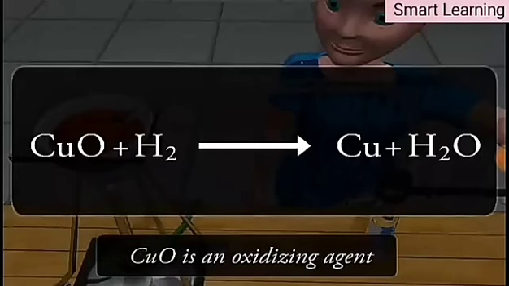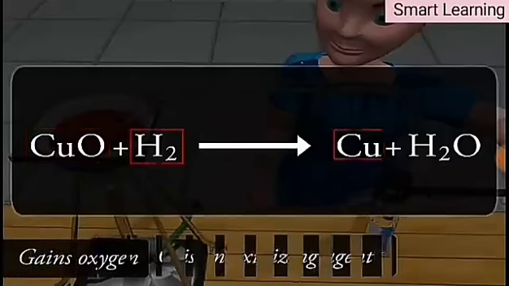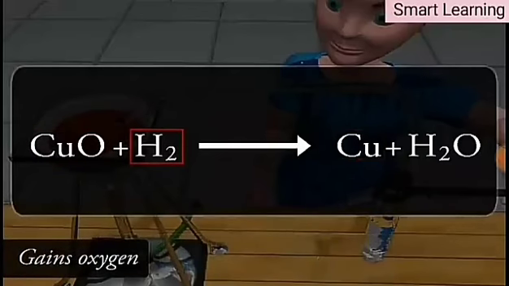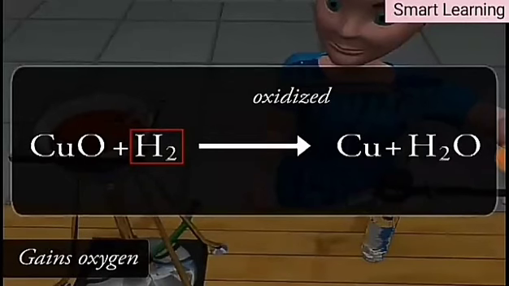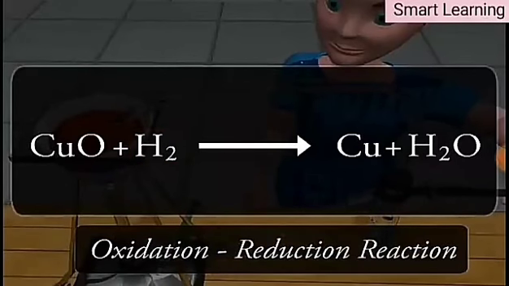For example, in this reaction, copper(II) oxide is losing oxygen and is being reduced to copper. Hydrogen, H2, is gaining oxygen and is being oxidized. As here, one reactant gets oxidized while the other gets reduced during a reaction. Therefore, it is an example of oxidation-reduction reaction or redox reaction.